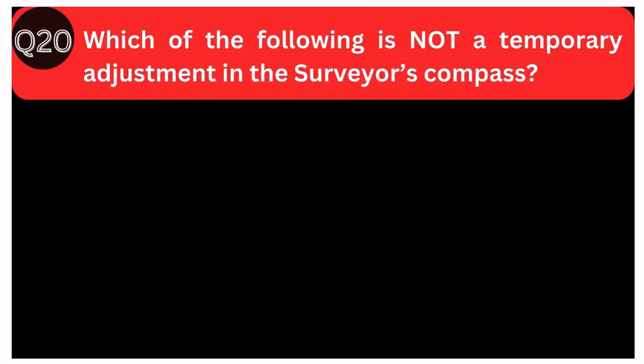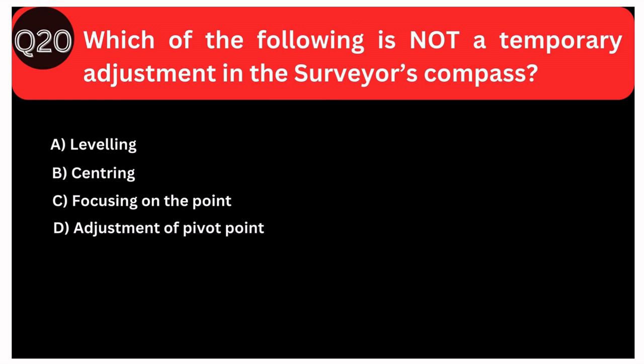Which of the following is not a temporary adjustment in the surveyor's compass? Option A, leveling. B, centering. C, focusing on the point. D, adjustment of pivot point.